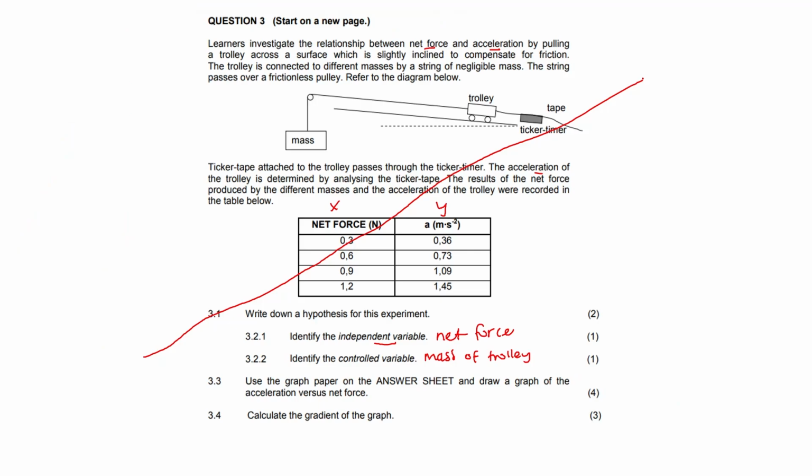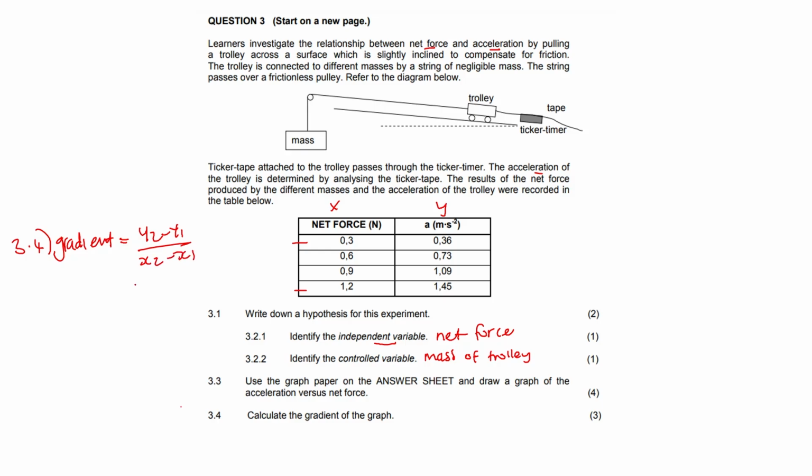3.4. Calculate the gradient of this graph. So you can use any two points of the graph to calculate that gradient. So let's just use the first one and the last one for fun, right? So y2 minus y1 over x2 minus x1. So it'll be 1.45 minus 0.36 over 1.2 minus 0.3. And that should give you 1.21.